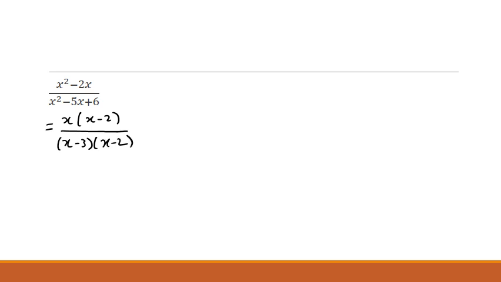Now notice that the x minus 2 are the same, so we can simplify them out. So we're left with x over x minus 3. Now it's quite a common mistake for a lot of people to actually do this particular line. They see that there's an x here on the top and an x here on the bottom, and they think they can simplify it. You can't do that. It doesn't work out being the same. Let me show you why.